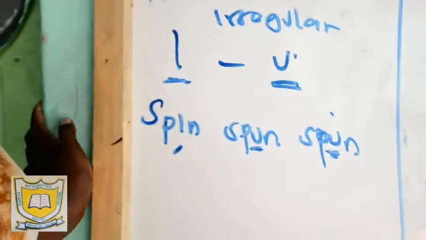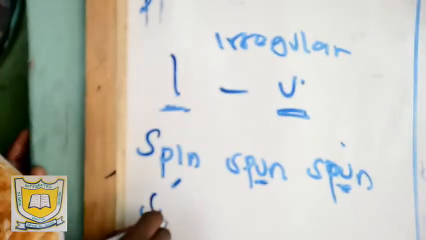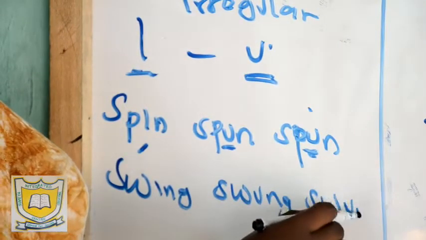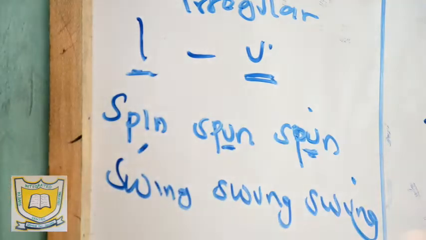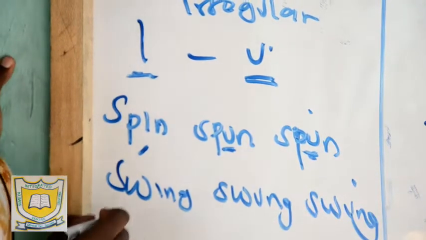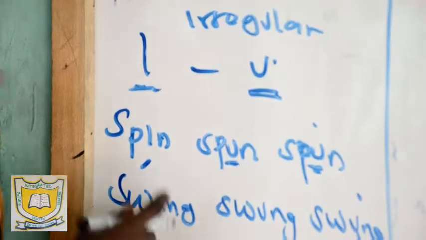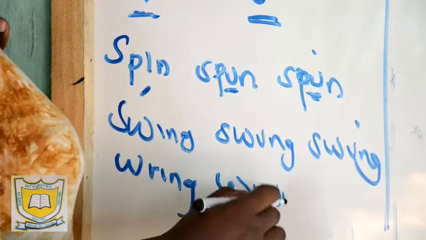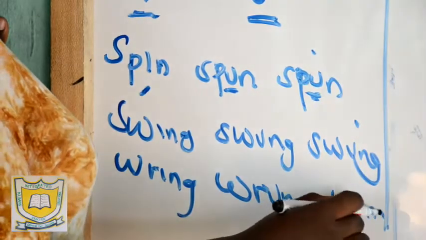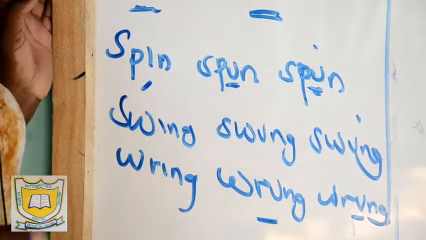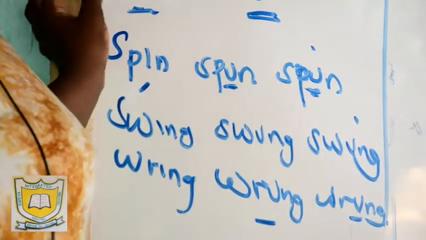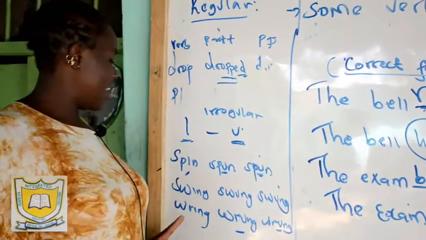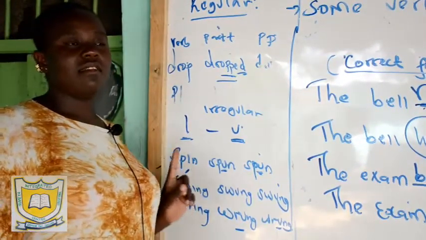Like it doesn't change. Let's say you have swing. Past tense becomes swung, and then past participle also becomes swung. For example, you have wring, the act of removing water from, let's say, a cloth. The past tense becomes wrung, then the past participle also becomes wrung. How are you going to use this in a sentence? Spin, swing, and wring are the present tense. What is the present tense?